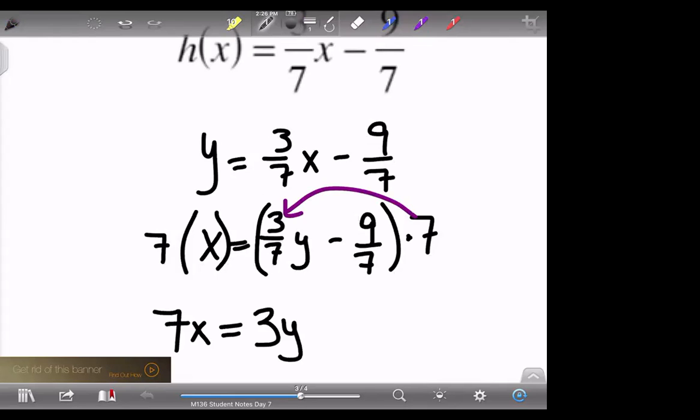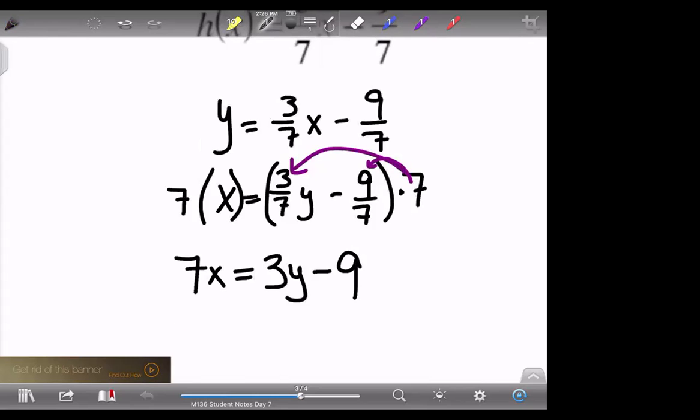So 7 times 3 is 21. If you divide that by 7, it takes you back to 3. So multiplying by 7 and having a denominator of 7 are inverse operations. They just cancel each other out. We're then going to take the 7 times the negative 9/7, and the same thing's going to happen there. You're going to cancel out the 7s, multiplying by 7 and dividing by 7, inverse operations to cancel each other out. So that's just going to be minus 9.